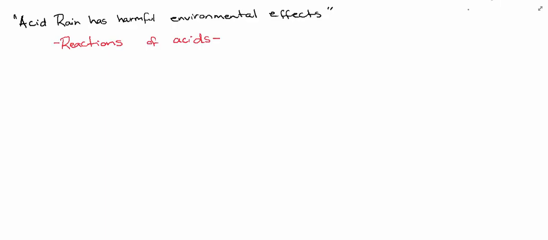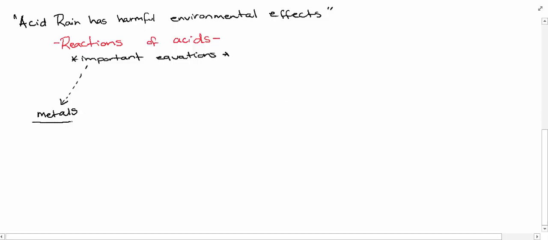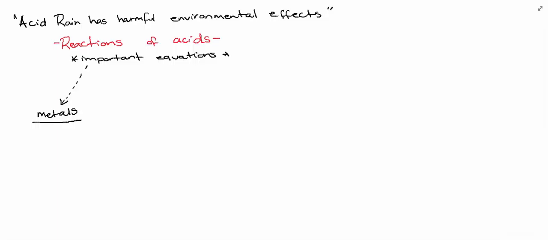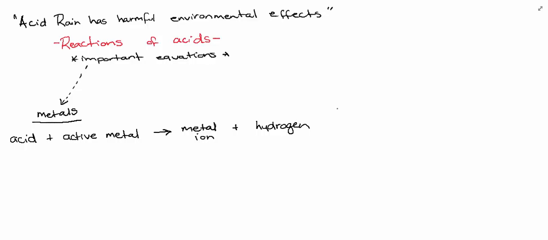Now, a lot of these reactions that occur in the environment are just examples of general reactions of acids. So the first type of general reactions of acids that we're going to have a look at is the type of reactions that acids undergo with metals. So you should recall that an acid will react with an active metal to produce a metal ion and hydrogen.